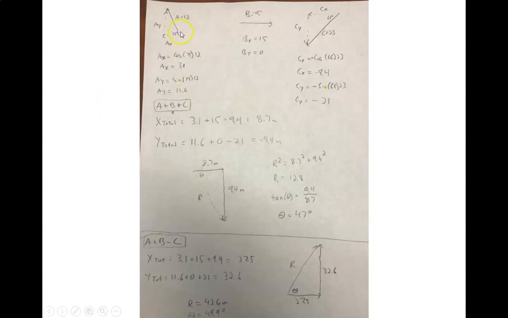So the first thing you do is you take your vectors and you break them apart into the x and y components. So here we're doing a plus b plus c. So I found my ax is 3.1 and I found my ay is 11.6. The b vector only has an x component, 15, so its y component is 0 because it doesn't have anything in the up and down. And then the c vector, now that's pointed down and to the left. So when I find my x component, it's going to be left. So that's why I made that negative. Okay? And my y component, okay, that's down. So that's why I made that negative.